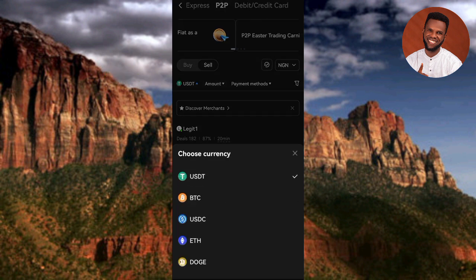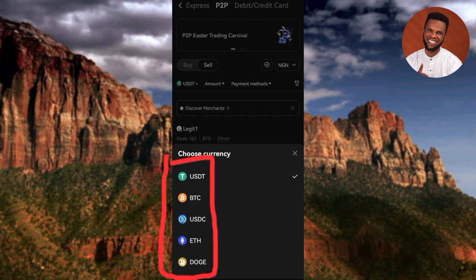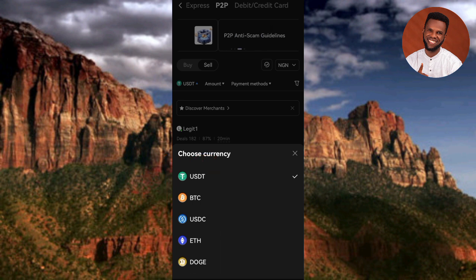You can see these are the available cryptocurrencies that you can sell to receive your money in your bank account. We have BTC, USDC, Ethereum, Doge. So you can convert your Pi coin to any of these cryptocurrencies right here and then sell it to receive your money in your bank account. But we sold our Pi coin to USDT, so make sure you select USDT. So let me tap on USDT.